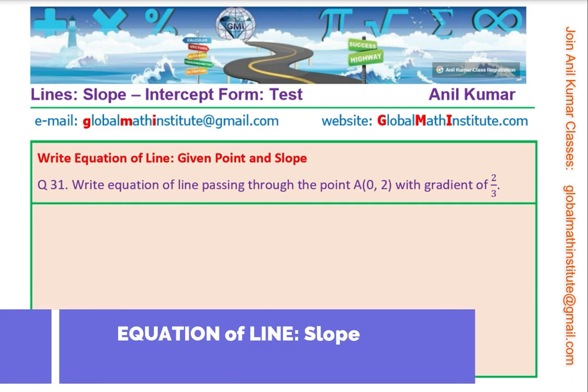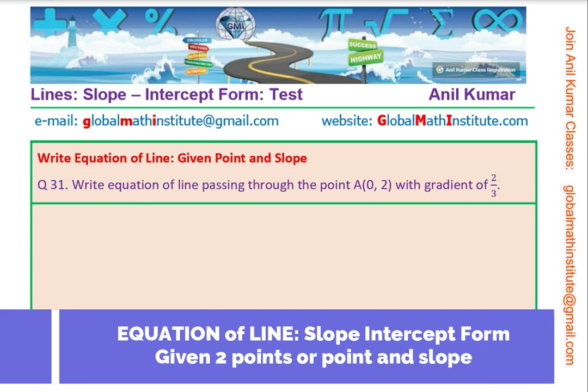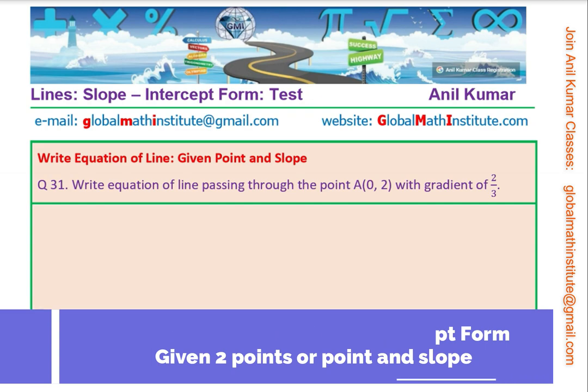Let us now try to understand how we find the equation of a line for different given conditions. So we'll consider 2 points. We'll consider a point and a slope.